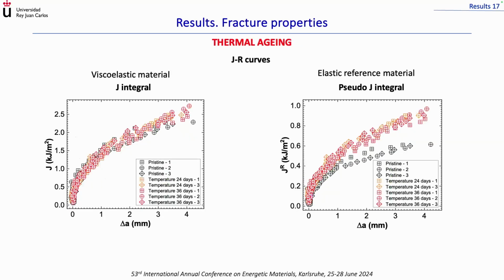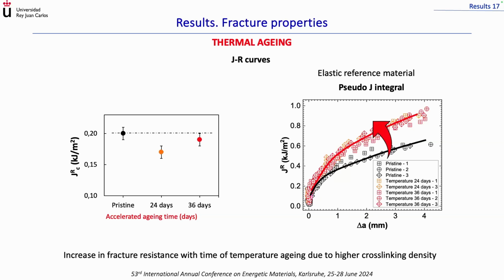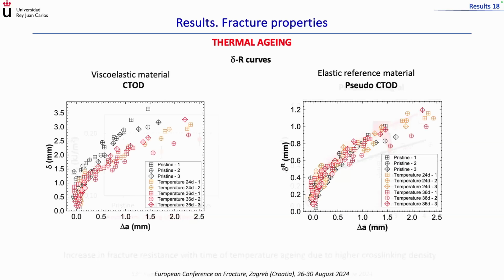In thermally aged specimens, again, a strong viscoelastic correction. And once the viscoelastic dissipation is discarded, we observe a better fracture resistance in thermally aged specimens. The reason: the higher cross-linking density, the matrix is stiffer and has a higher load-bearing capacity. In the case of the resistance curves in terms of the crack tip opening displacement, I only want you to focus on the viscoelastic material.